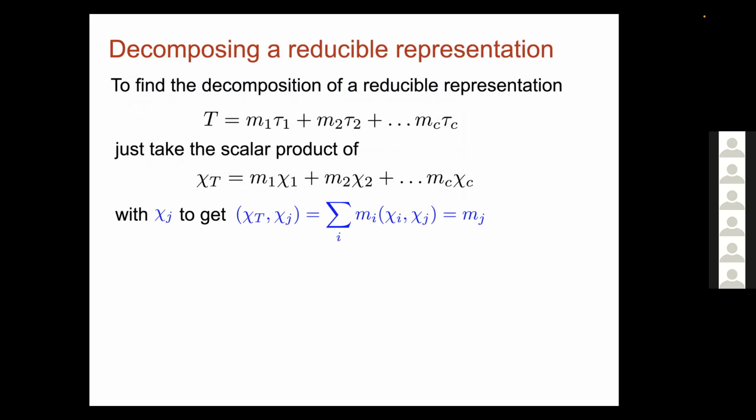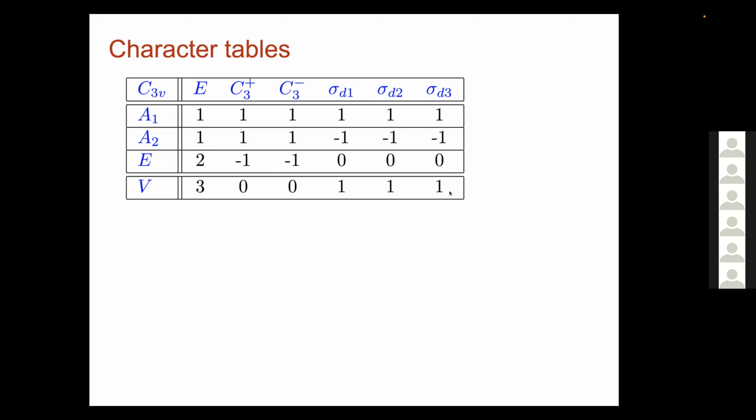And now this is the final result. Assume you have a reducible representation like this one. How do I decompose it into a sum of irreducible representations? Well, that's very simple from quantum mechanics or from linear algebra. I have a space, and in this space, I have an orthonormal basis. Why is this orthonormal? Because of the orthonormality theorem, okay? This has norm one, norm one, norm one, but the scalar products among themselves are zero.